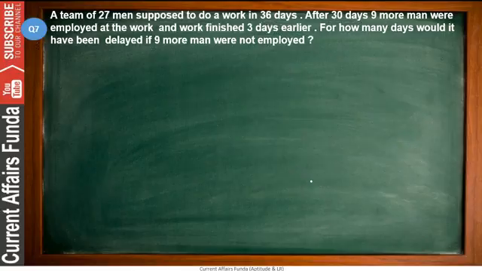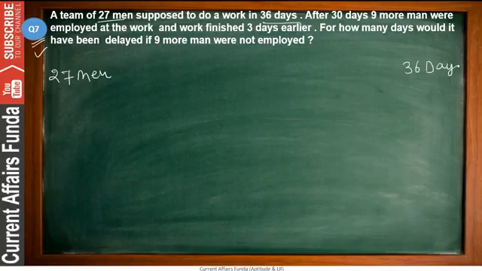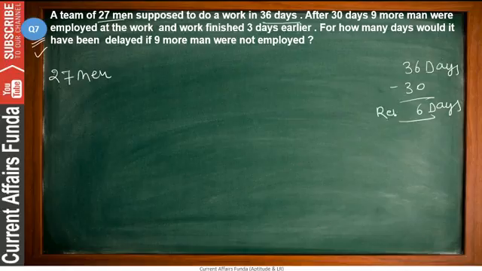Okay, so friends, let's go for the similar type of problem. Problem number 7 here. A team of 27 men can do a work in 36 days. The problem is really same as per the problem number 6, but the data is different. Okay, so I'm solving for you. So there are 27 men here. Okay, and they are taking basically 36 days, and after 30 days, that means 30 days will be deducted from here, 6 days will be remaining. Okay, and 9 more men are employed, 9 more men will be employed, that means it will be 36 men.